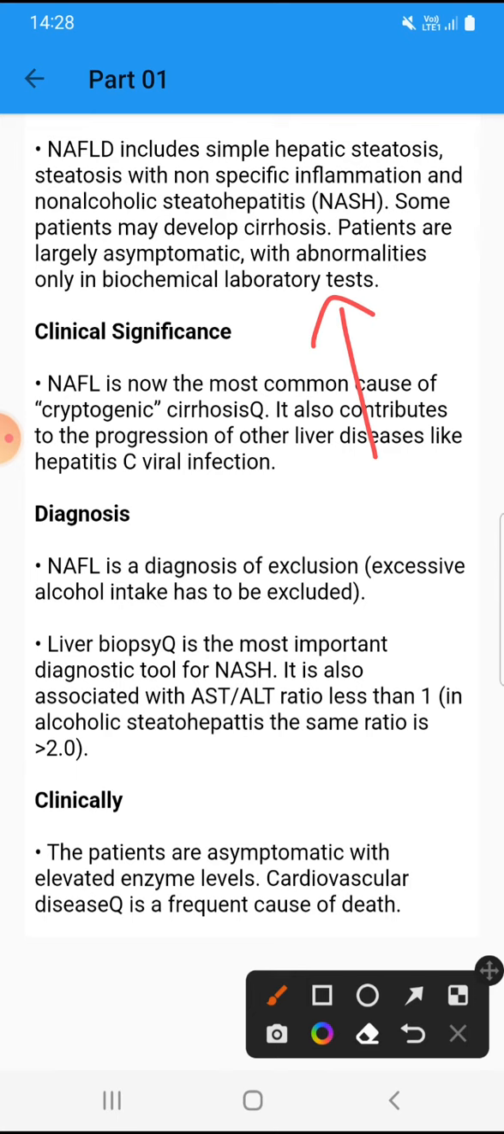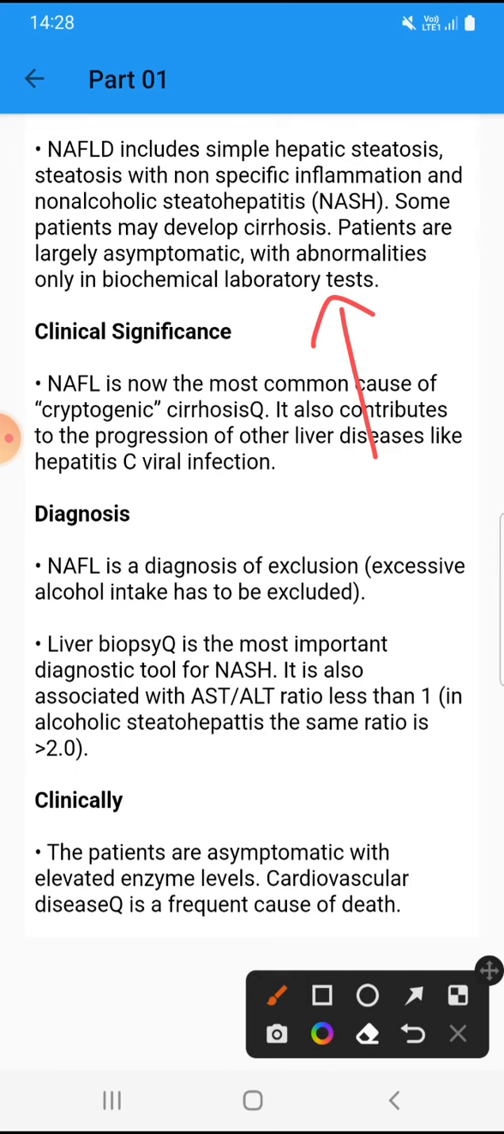Diagnosis is done by exclusion. Excessive alcohol intake has to be excluded. Liver biopsy is the most important diagnostic tool. It is also associated with an AST and ALT ratio less than 1, that is, aspartate transaminase over alanine transaminase ratio less than 1.